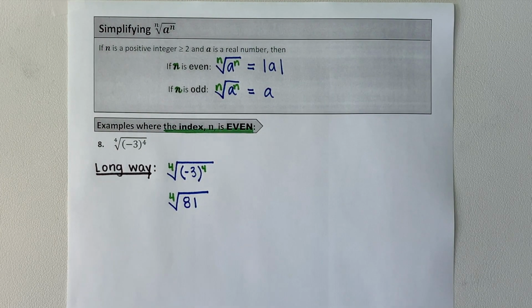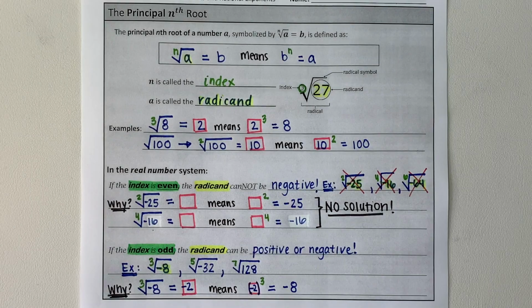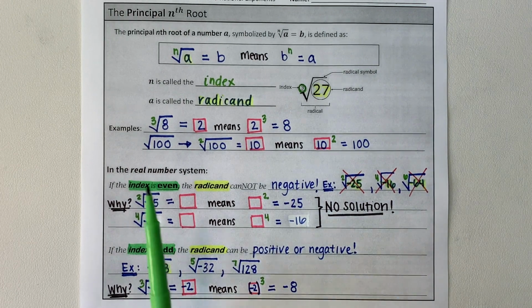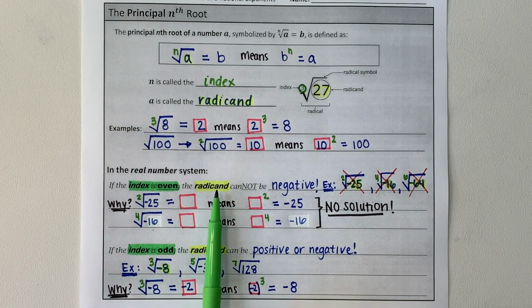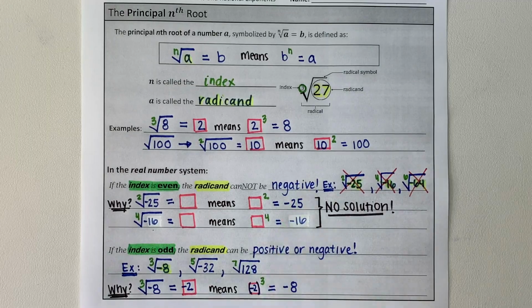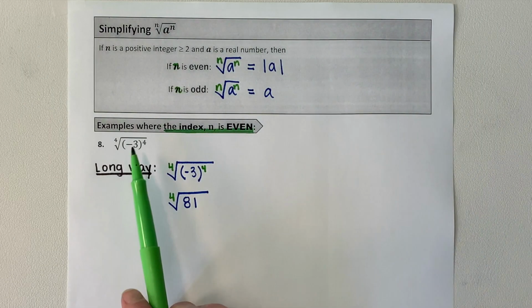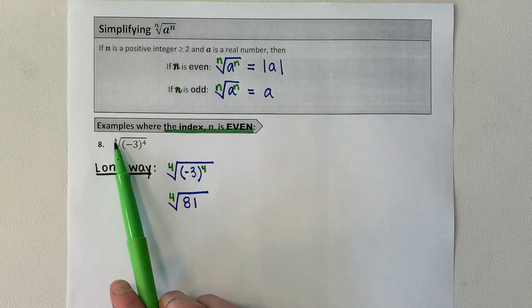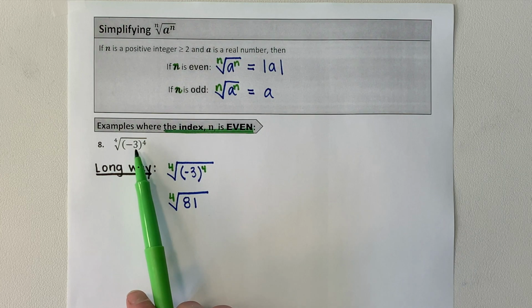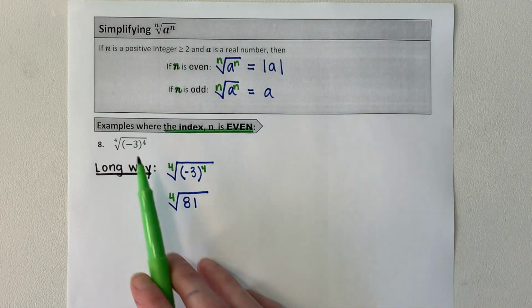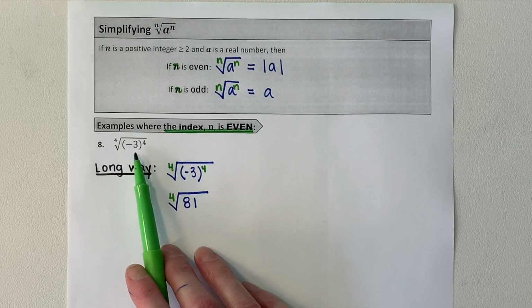Now I'm going to pause for just a minute here because on the first page we learned that if the index is even, the radicand cannot be negative. So some people look at this problem and they say, uh-oh, the index is even and the radicand is negative, so that means that there's no solution. But the radicand here is actually not negative.